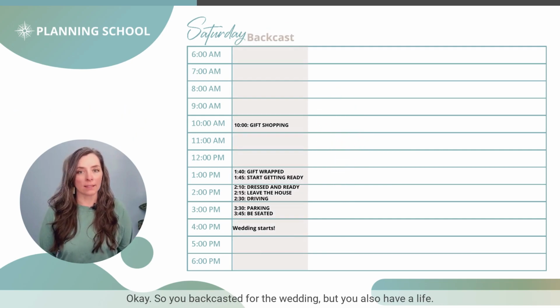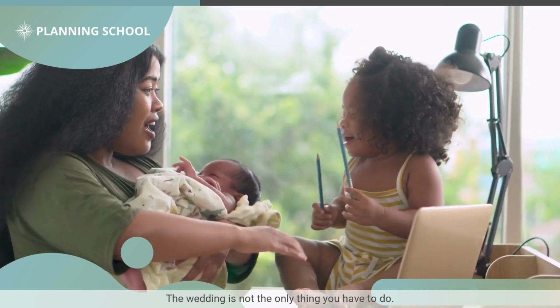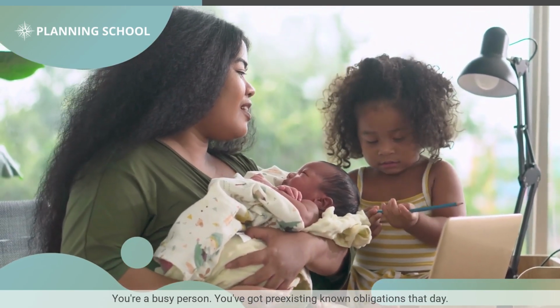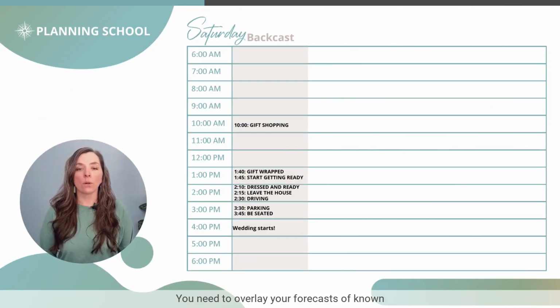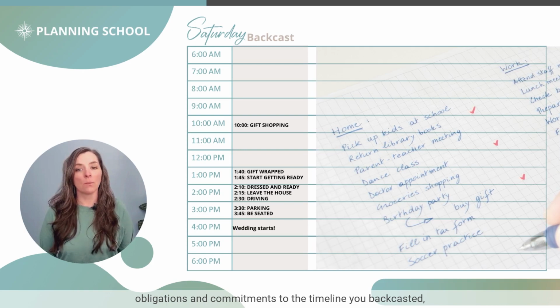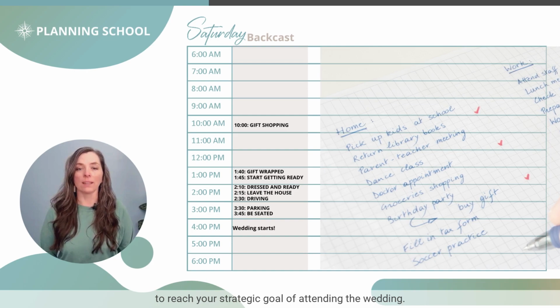Okay, so you've backcasted for the wedding, but you also have a life. The wedding is not the only thing you have to do. You're a busy person. You've got pre-existing known obligations that day. You need to overlay your forecast of known obligations and commitments to the timeline you backcasted to reach your strategic goal of attending the wedding.